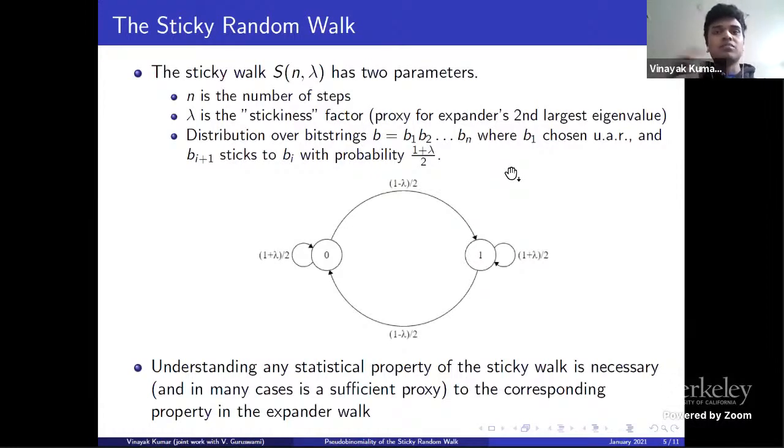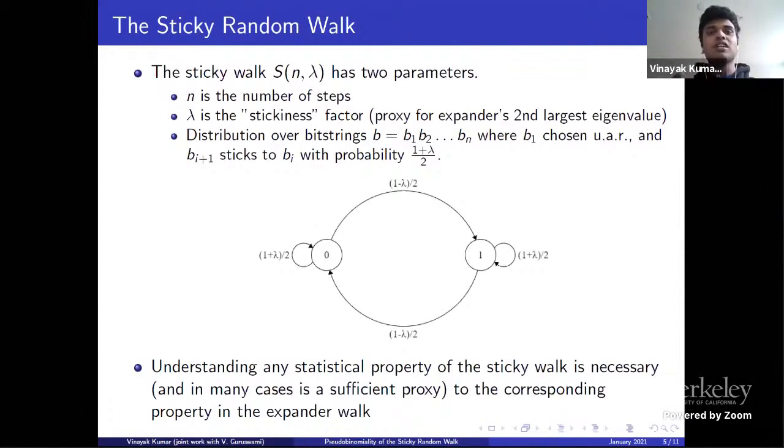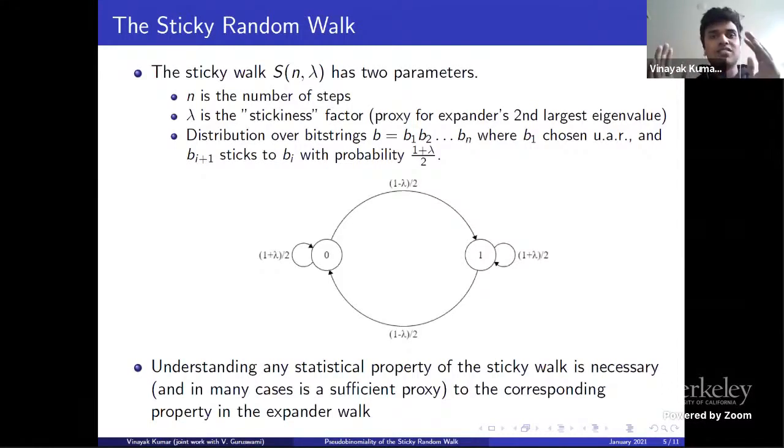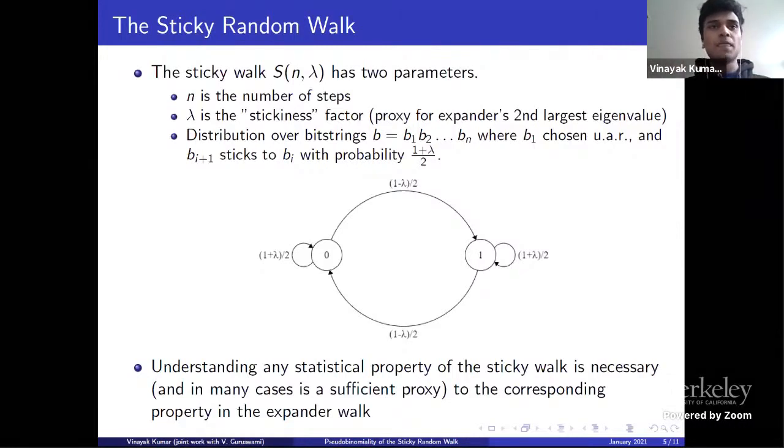So it can be shown that the sticky walk is necessary to understanding the expander walk because it represents a specific class of expander walks with second largest eigenvalue lambda and half of its vertices marked. So this is basically a special case of the general expander walk.